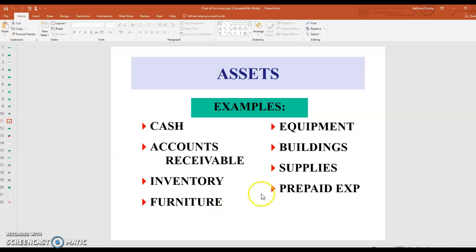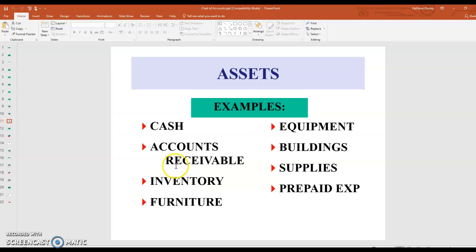Furniture and fixtures, equipment, buildings, supplies that we use ourselves. We're not reselling these supplies. Prepaid expenses, such as insurance policies that we have paid in advance or rent that we have paid in advance. These are called prepaid expenses. Okay, and so all of these things are things that we own, and they're going to provide us with future benefit. And so they are assets.